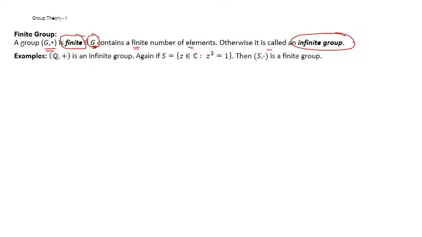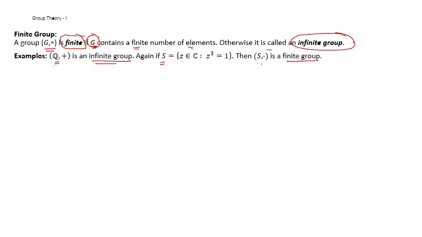Let us give an example, say Q plus is a group, but Q, the set of all rational numbers, is an infinite set, and therefore Q plus is an infinite group. Whereas we saw a little while ago that S, the set of solutions of z cube equal to 1, that means S is 1, omega, omega square, forms a group under multiplication, but it contains only a finite number of elements, mainly 1, omega and omega square, and therefore this is a finite group. So this is how we distinguish between an infinite group and a finite group.